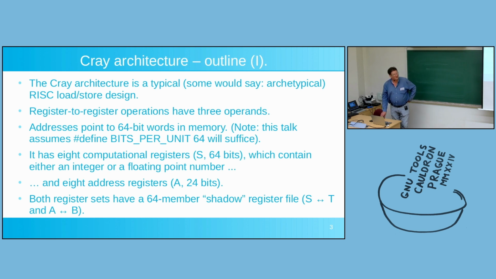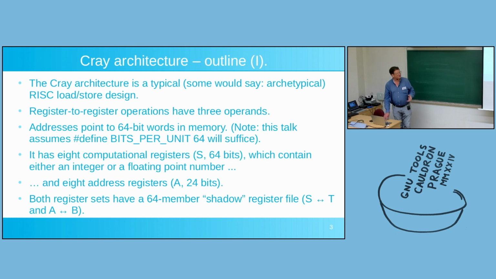It has 8 computational registers with 64 bits per register, and they contain either an integer or a floating point number. And it has 8 address registers of 24 bits. Of course, in those times, memory was very expensive, so 24 bits could already address 16 million words or 128 megabytes. Doesn't sound like much these days, but at that time that was the most expensive and also the most energetically expensive part of the machine.